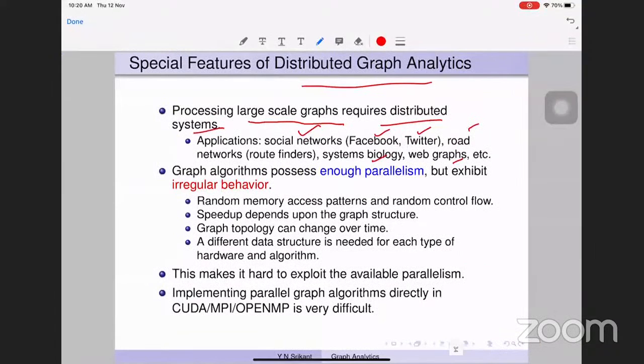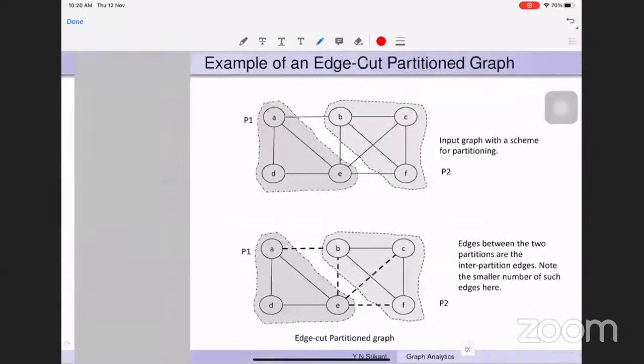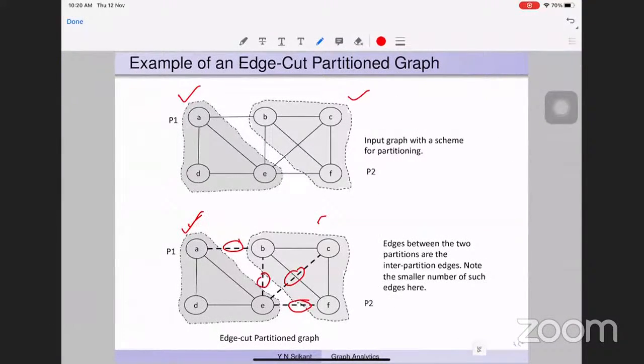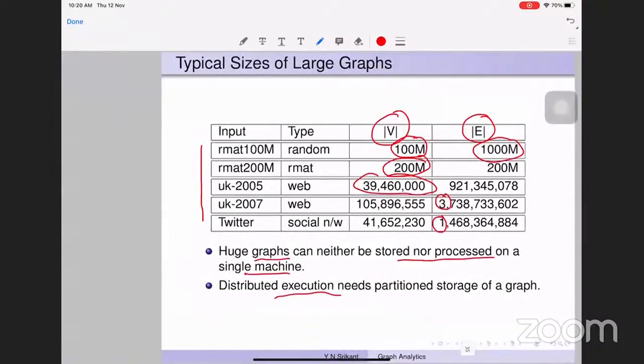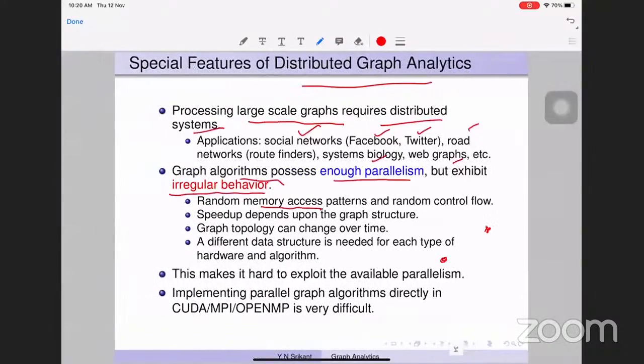There are further difficulties. Graph algorithms have a lot of parallelism in general, but they have very bad irregular behavior. So there are random memory access patterns. This example shows you already. This may be on one machine, and suddenly it requires to look at node B, which is not on the machine at all. It could be somewhere else. The speed up depends on the graph structure and how it is partitioned.